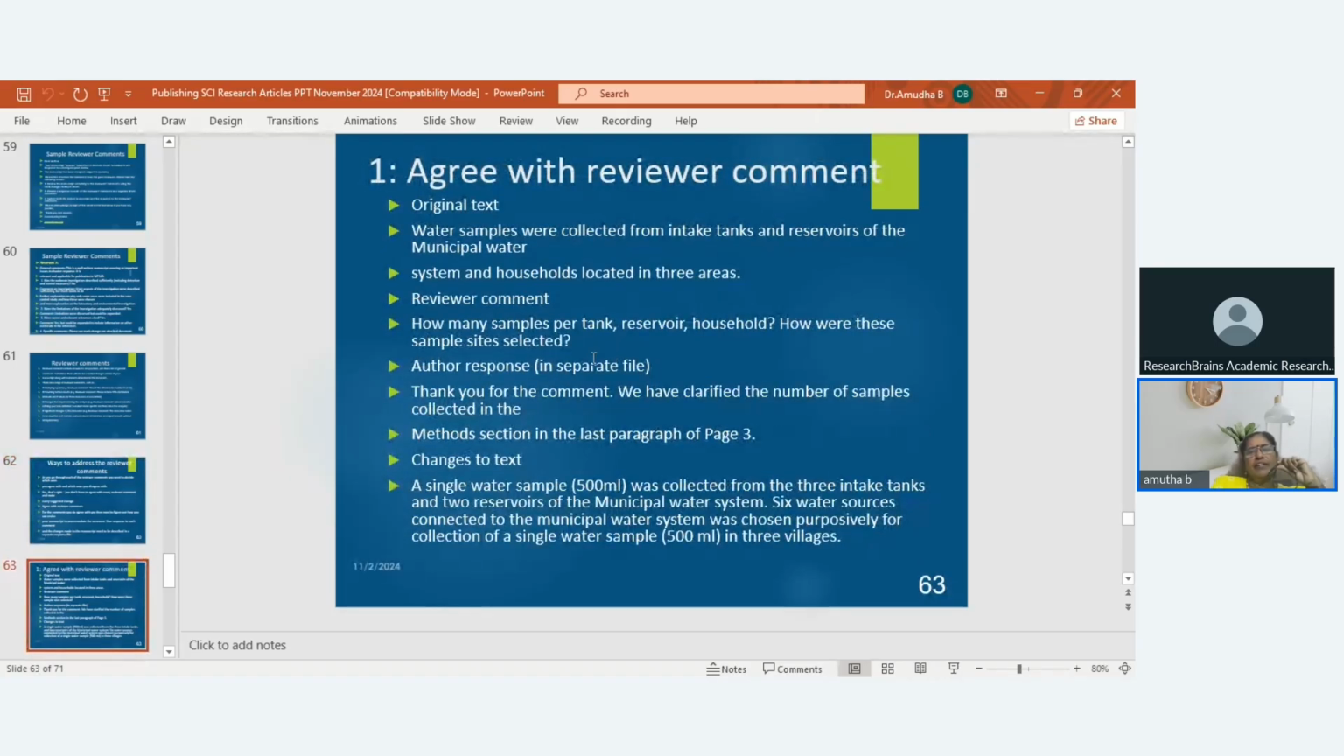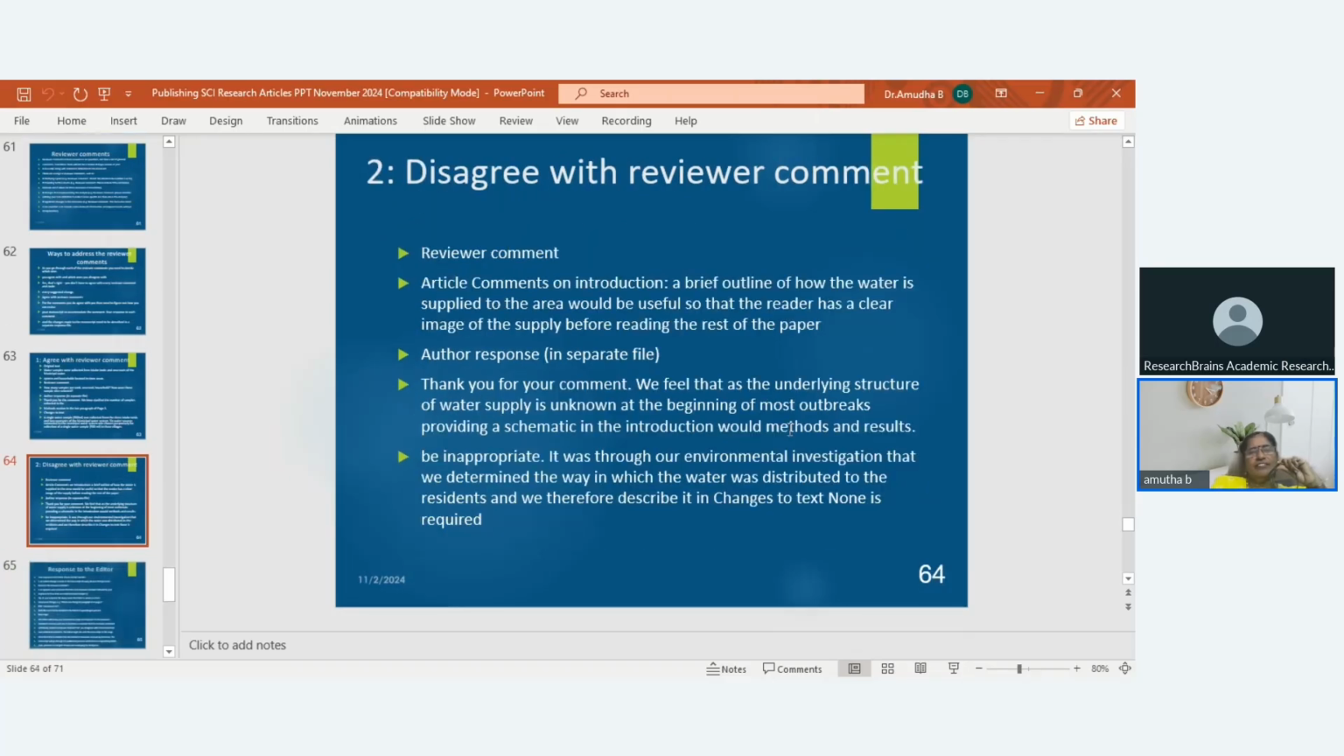How many samples per tank, reservoir, and household? How are the sample sites selected? Author: thank you for your comment. We have clarified the number of samples collected in the method section, the last paragraph, page 3. Likewise, you have to write. So where you have done the change, that has to be mentioned. And you can write all the reviewer comments separately and the author response in a separate file.